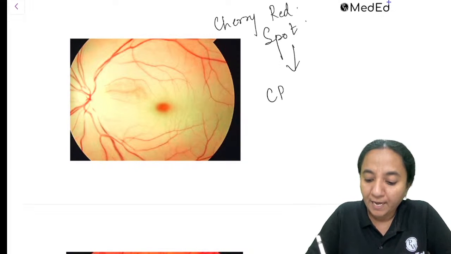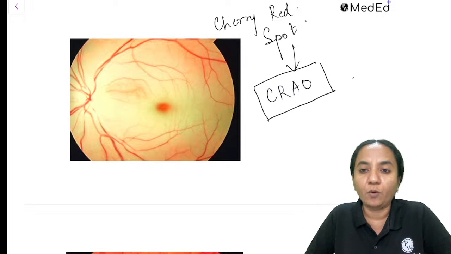Where do we get to see it? CRAO, central retinal artery occlusion.